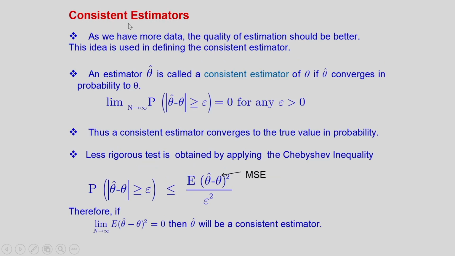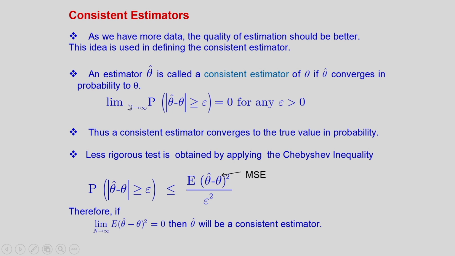Now, we will discuss consistent estimators. As we have more data, the quality of estimation should be better. This idea is used in defining the consistent estimator. So this estimator is a good estimator if we have a large amount of data. An estimator theta hat is called a consistent estimator if theta hat converges in probability to theta. Convergence in probability is defined in this way.